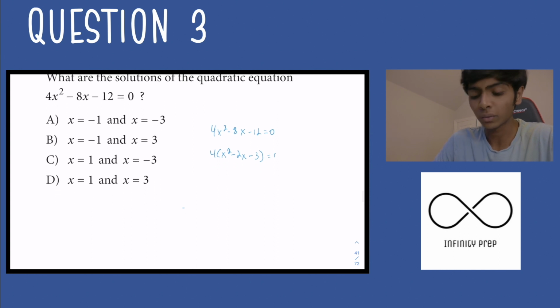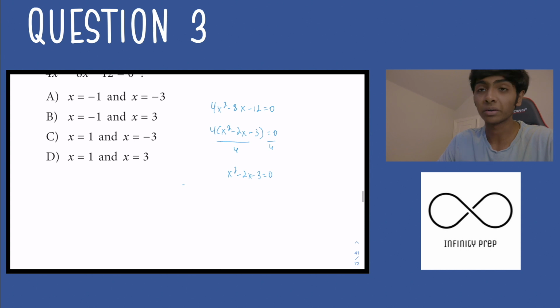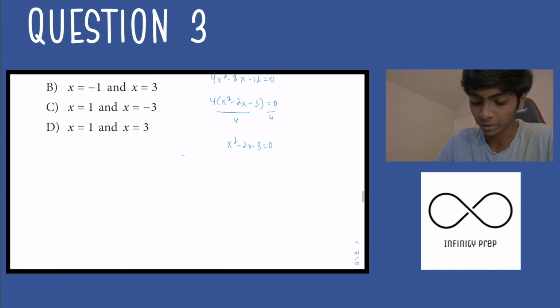And since it's all equal to 0, you can divide out the 4 on both sides and it wouldn't really change anything, because 0 divided by 4 is going to be 0. And we're left with x squared minus 2x minus 3 equals 0. And now we would just factor like any other factoring problem, right? So all we do here is we would find what two numbers multiply to negative 3 and add to negative 2. And those two numbers would be x minus 3 and x plus 1.